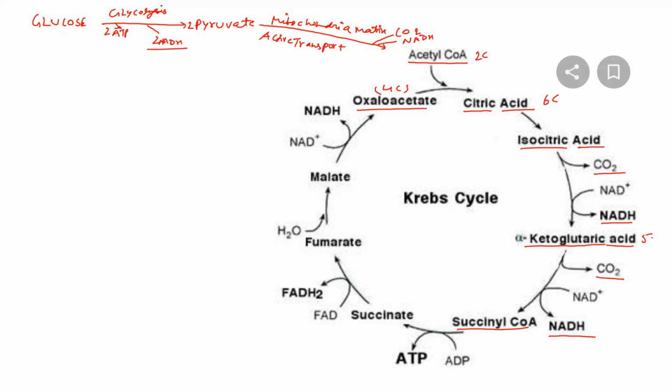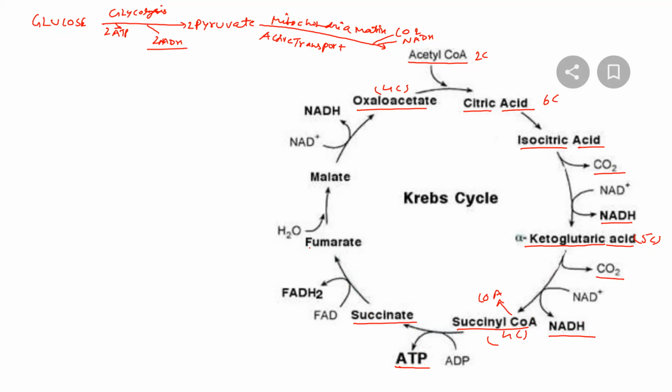Alpha ketoglutaric acid is a 5 carbon compound. And then again one CO2 is released and what is formed? The 4 carbon molecule succinyl coenzyme A. And again one NADH is produced. Okay. Then this succinyl coenzyme A releases coenzyme A and forms succinate. Okay. Here one ATP is produced.